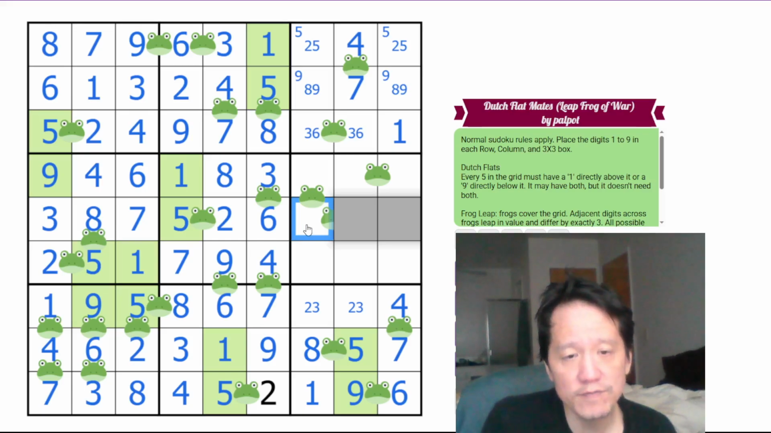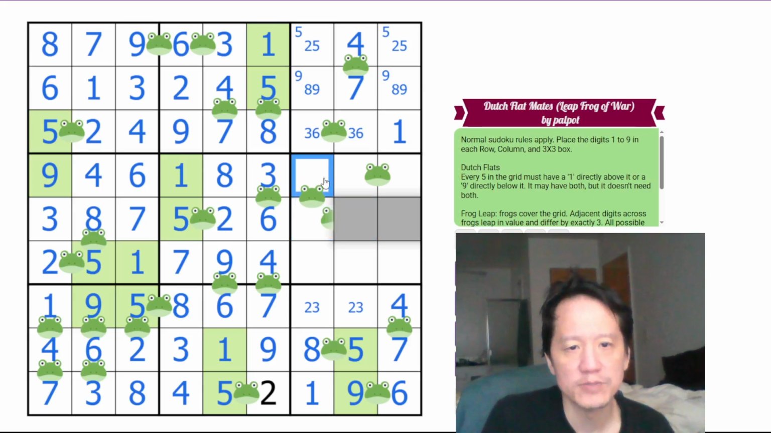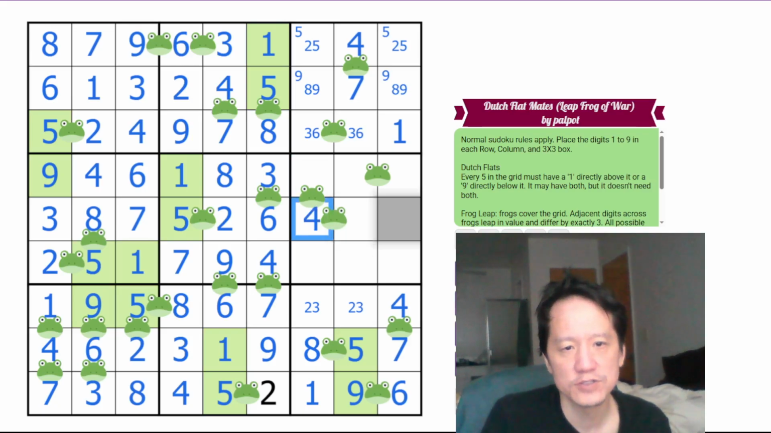This must be 4, because it can't be 5 or 6, and it has 2 frog leaps next to it, which means it can only be 4, 5, or 6. So this is 4. This has to be 1 or 7, but can't be 1. So this must be 7, which makes that a 1.